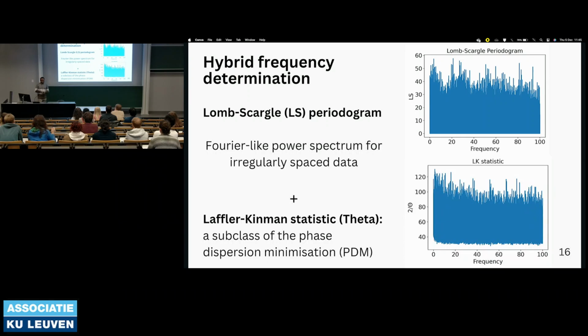I don't have the mathematical formulation of the Lomb-Scargle here, but it's just an estimation of the Fourier transform. Yeah, I'm not sure if I answered you correctly. It's okay, we can discuss further later.